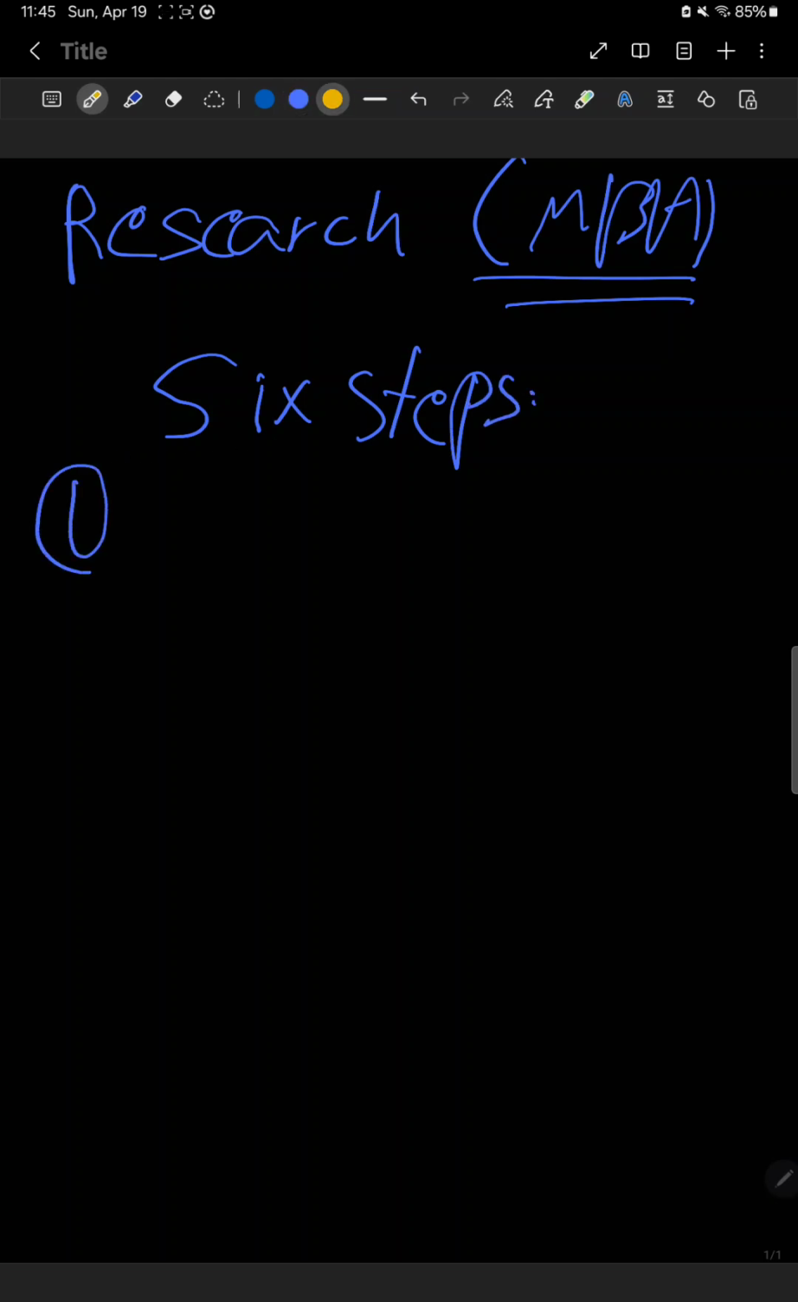Okay? So there are generally 6 steps of the research process. If I want to do research about something, there are usually 6 steps, okay? So the first step is to define the problem: to know exactly what you're looking for, what is the problem, the correlation that you're looking for, okay? So, define the problem.